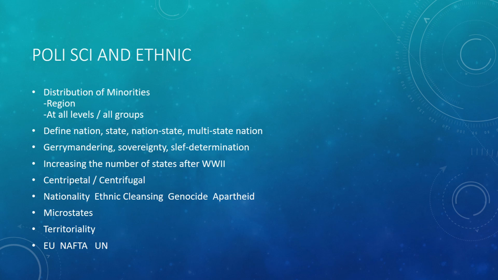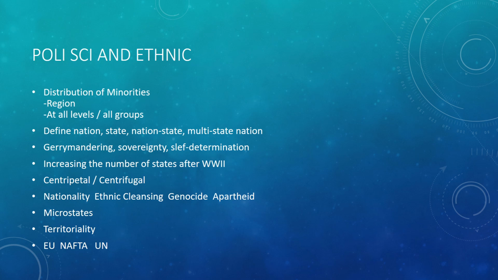Gerrymandering, that's when you rig the map so that your group wins more and it makes the next election less competitive. Sovereignty, the right to run your own country. Self-determination, right? People determine who their leaders are. You know what centripetal and centrifugal forces are. We've gone over that a lot.